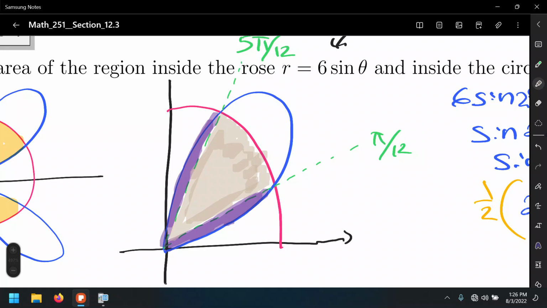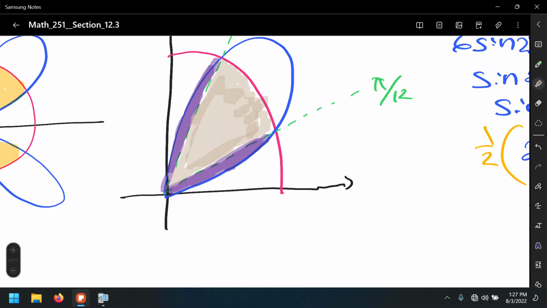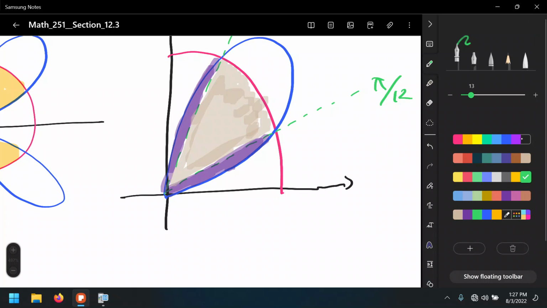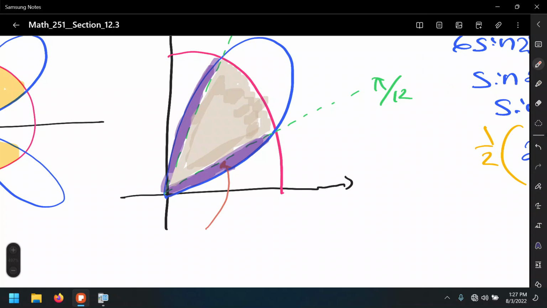But in this case, what we're going to do is actually set up an integral with 2 pieces, because these 2 regions in pink are really the same. So let's label them. Let's call this R1. This is R2. And this is R3. Technically, these three regions, but what we can just say is that R1 equals R3.